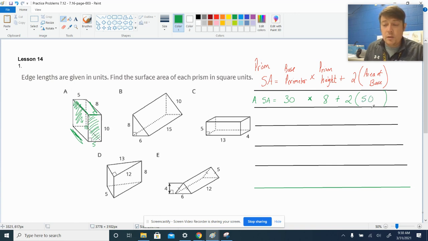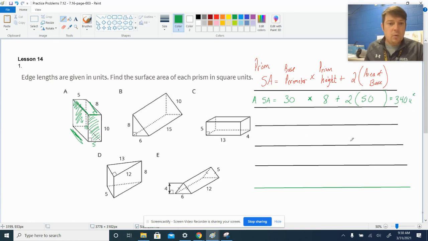So what I'm going to do is use the calculator to work all of this out in one clean swoop and get the answer. You can use your Desmos calculator for that as well. So I'm doing 30 times 8 plus 2 times the quantity of 50. All right, and that gives me 340, and these are units squared.